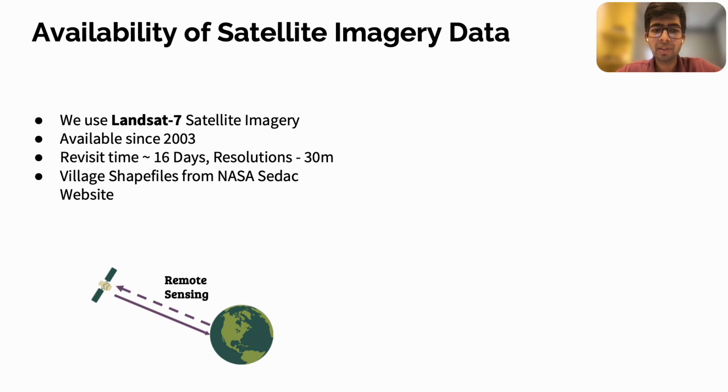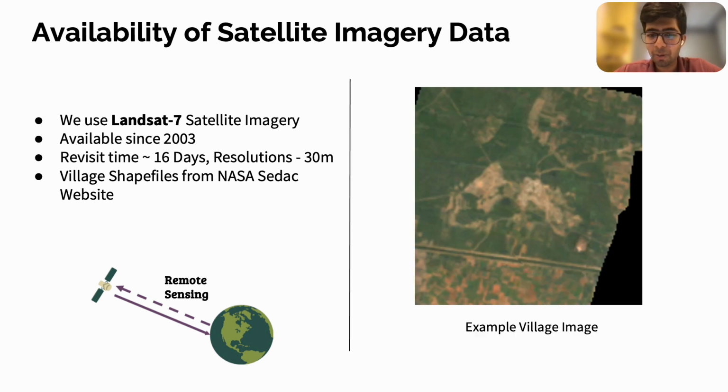Now we'll discuss the availability of satellite imagery data. In our work, we use Landsat 7 satellite imagery. As discussed earlier, it is available since 2003. It has a revisit time of 16 days and a resolution of 30 meters. We also obtain village shape files from NASA SEDAC. We obtain village images after performing some pre-processing and then cropping the village shape. A sample image is shown here.